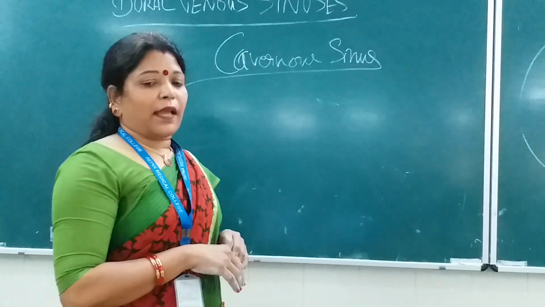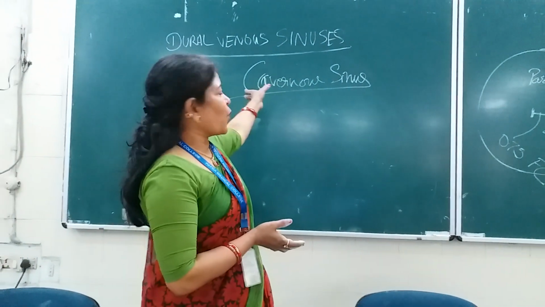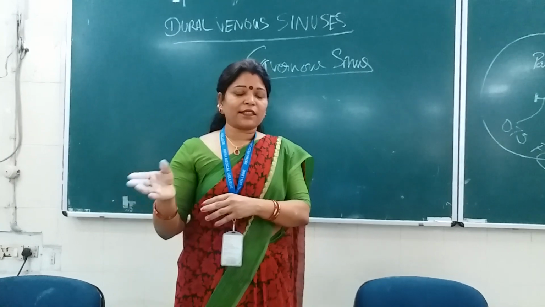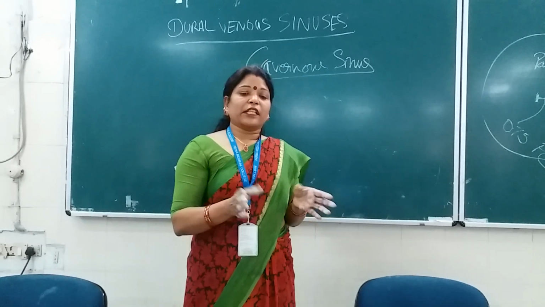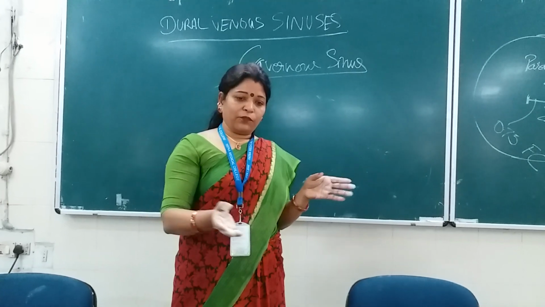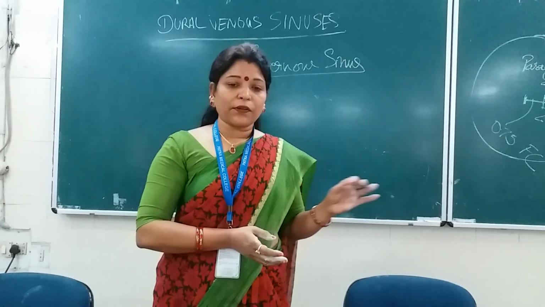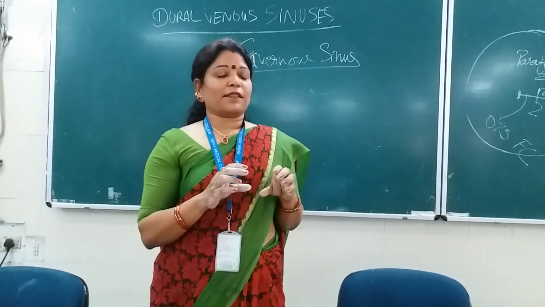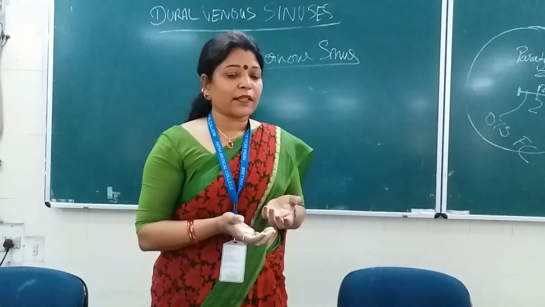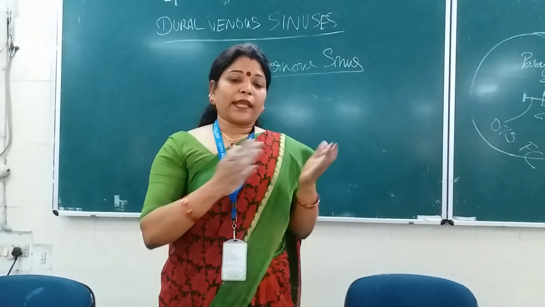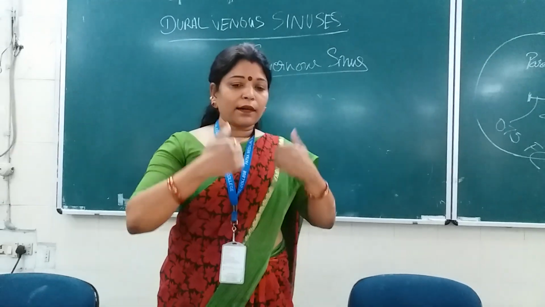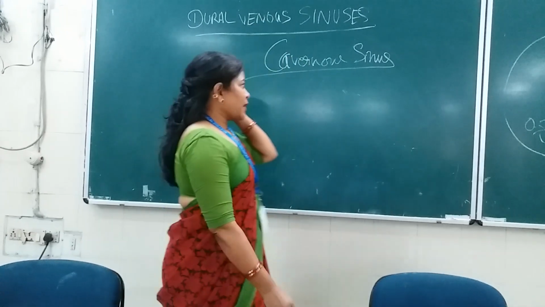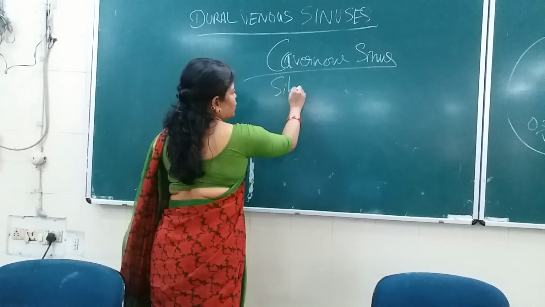So this cavernous sinus has its importance. It is spongy in appearance because it has so many incoming channels, draining channels, and a large number of communications, the veins which communicate externally with the help of emissary veins which run through the foramina present in the base of the skull. Is it clear? So this cavernous sinus is very important. It has so many relations, external relations and internal relations. Now, the cavernous sinus, first of all, where is it situated?